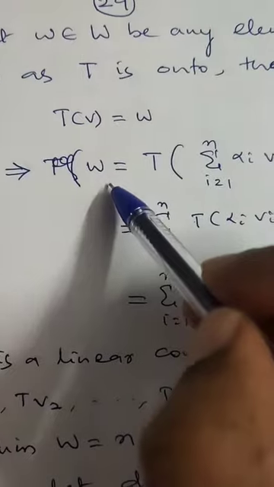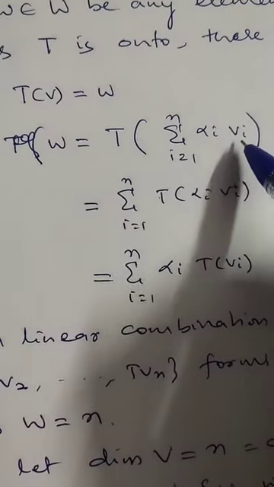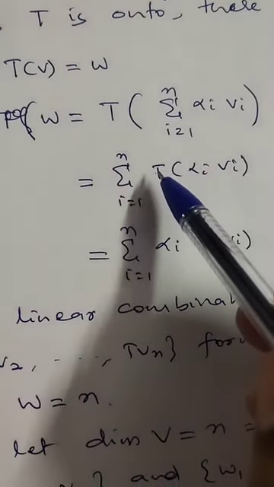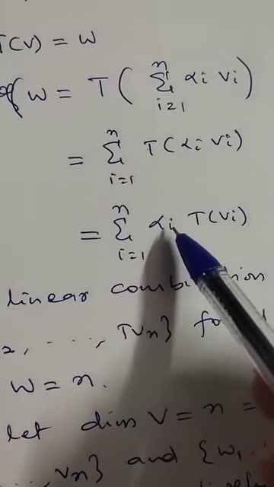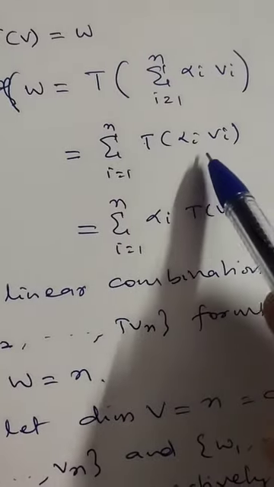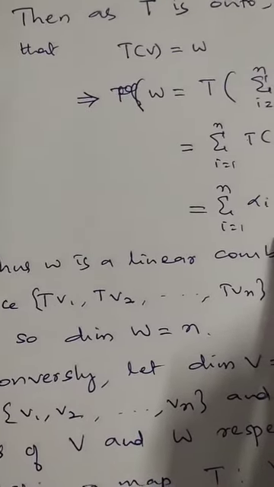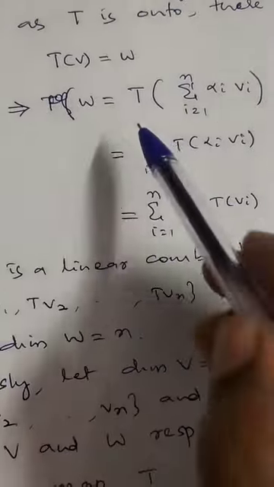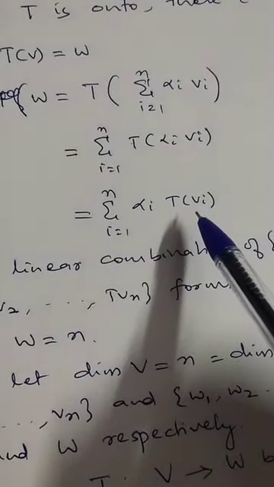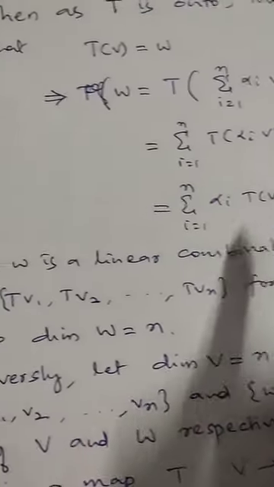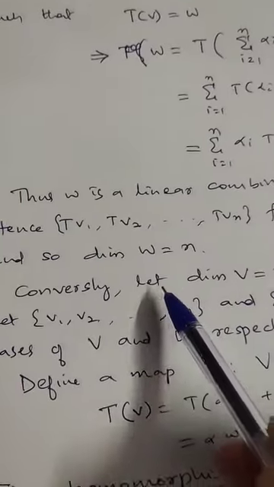Okay. Now w can be written as T of v, which is T of summation i equals 1 to n of alpha i Vi. This is equal to summation i equals 1 to n of T of alpha i Vi. This is equal to summation i equals 1 to n of alpha i times T of Vi, since T is linear. Thus we have written the element w belonging to W as a linear combination of the elements T of V1, T of V2, etc., T of Vn. Therefore T of V1, T of V2, etc., T of Vn forms a basis of W.